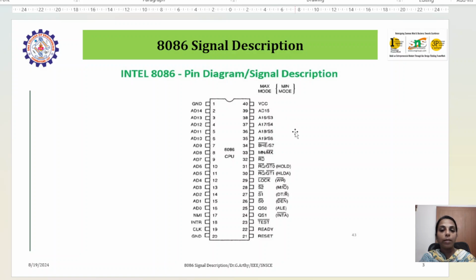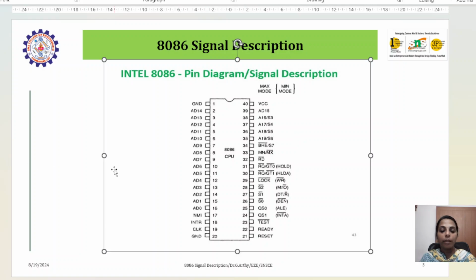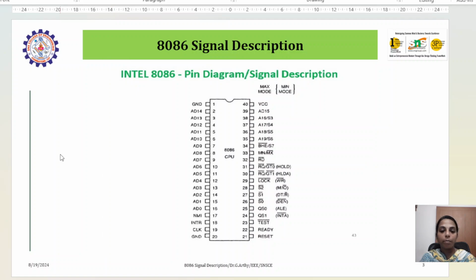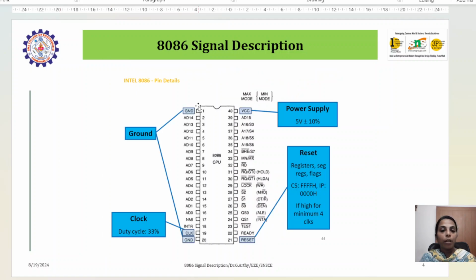we use this IC. Along with this 8086, if you see, we have data bits, address bits. So these are the ground pins 1 and 40, and then we have pin number 20 also as ground pin. Here the 5-volt power supply is required for an 8086 to operate. Then pin number 19 is known as the clock pin to give the clock signals. And pin 21 is the reset pin.